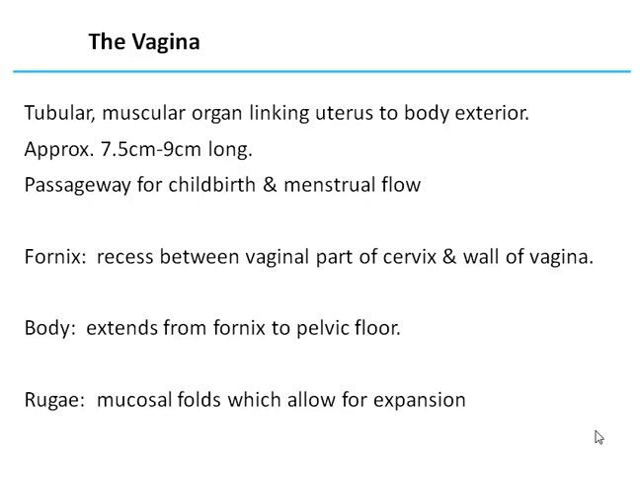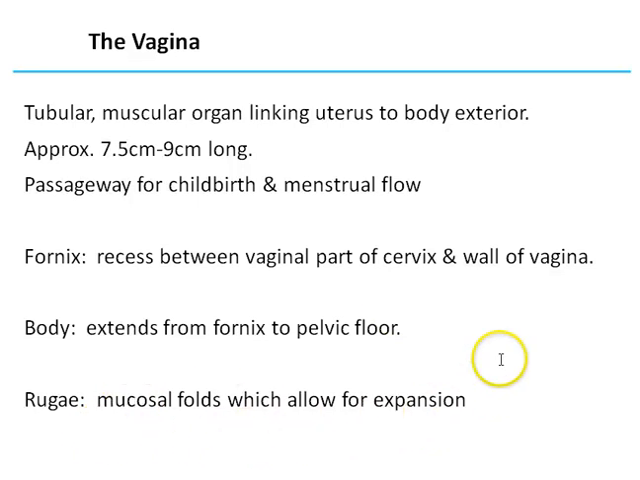Basically, this is a tubular muscular organ that links the uterus to the body exterior. It's the passageway for childbirth and menstrual flow. We'll highlight some regions of it. It has a body which extends from the fornix to the pelvic floor. Now the fornix is a recess which exists between the vaginal part of the cervix and the wall of the vagina, and I'll point that out to you in a figure in a minute.